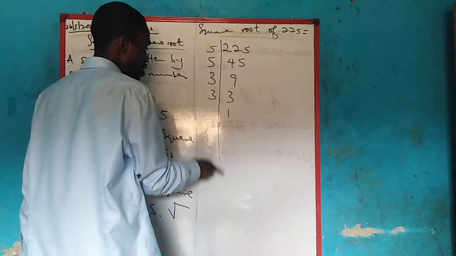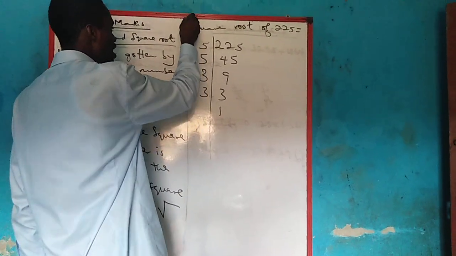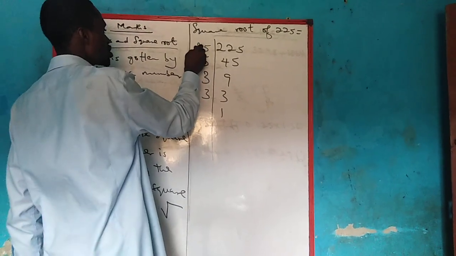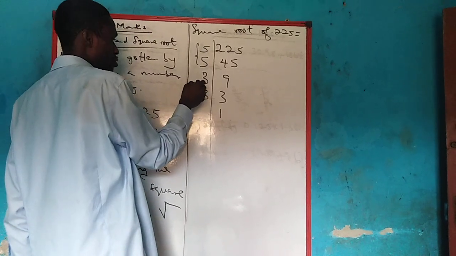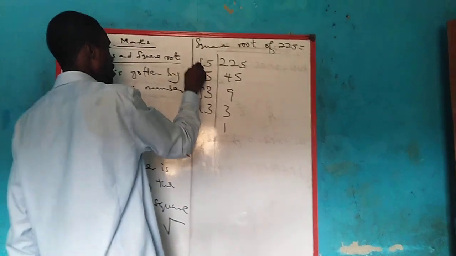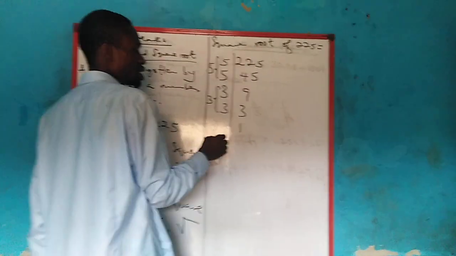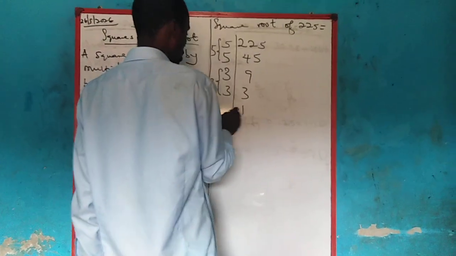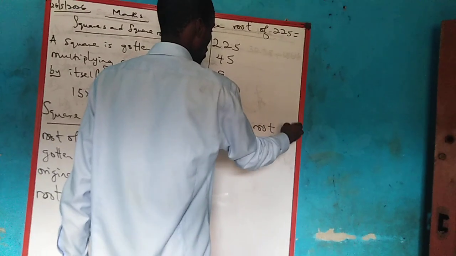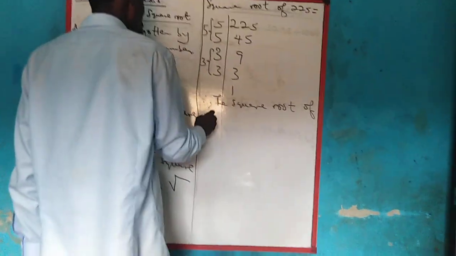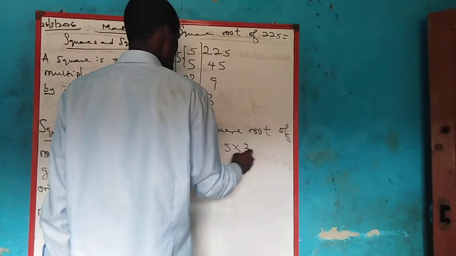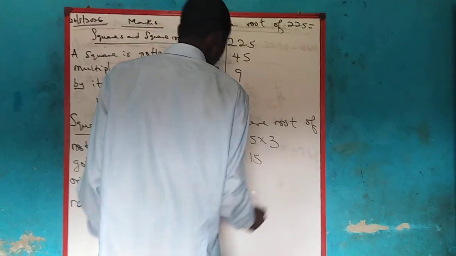Yes. Okay, so now I finish my division. I get a pair of these numbers. This one pair, this another. So out of this I write down 1, which is 5, and I write down 3. Yes. And I say therefore the square root of 225 equals 5 times 3. Isn't it? Yes. Which is 15. So 15 is the square root.